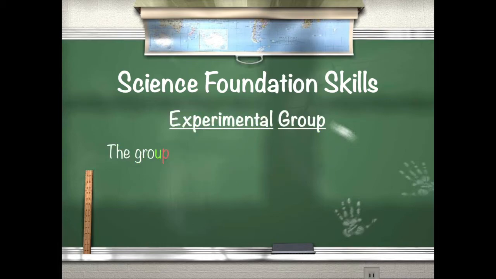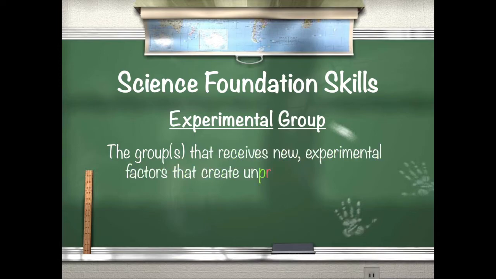And the experimental group is the group, or groups rather, that receives new experimental factors that create unpredictable results. Results that you might, well, let's say you might predict them, but you are not 100% correct that they will actually turn out that way. It's the group where there is a level of uncertainty as you begin experimentation.